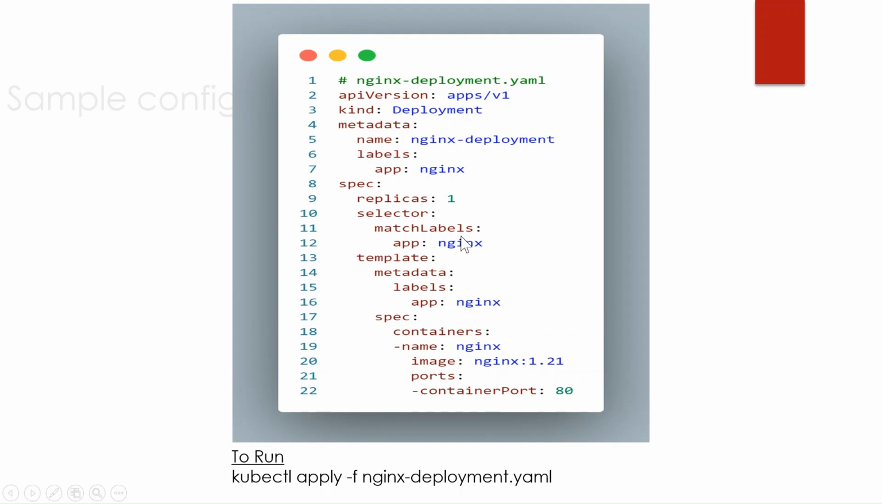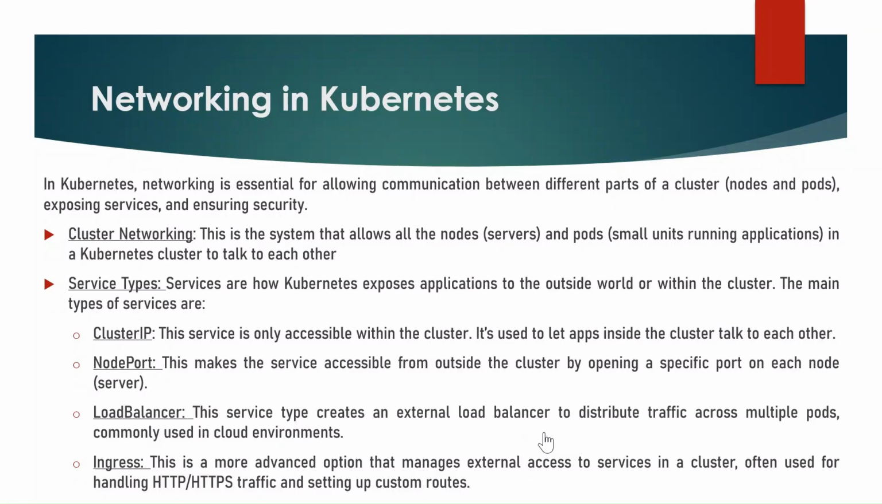After creating this file, we need to run it with the help of the command kubectl apply -f. F stands for file, and then the name of the file, that is nginx-deployment.yaml.